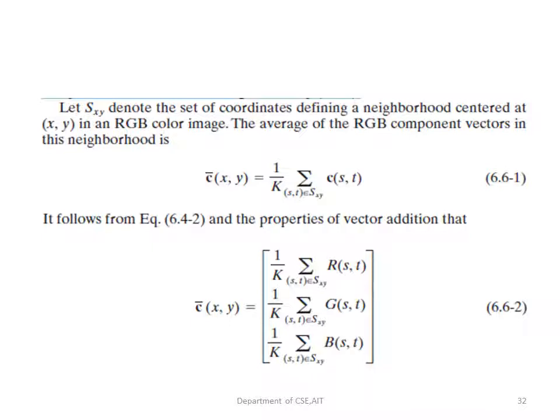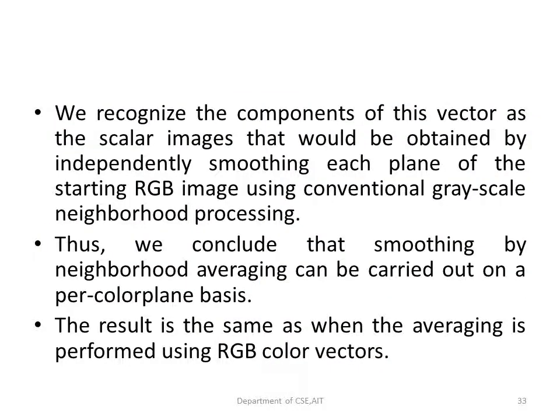From the previous equations we can see, using the properties of vector addition, that c dash of xy is given by the R component, G component and B component. These are the scalar components of the vector, and they can be obtained independently by smoothing each plane of the starting RGB image using conventional grayscale neighborhood processing.